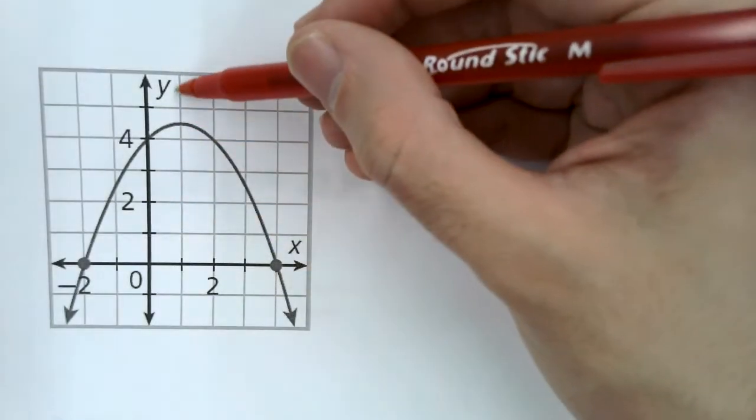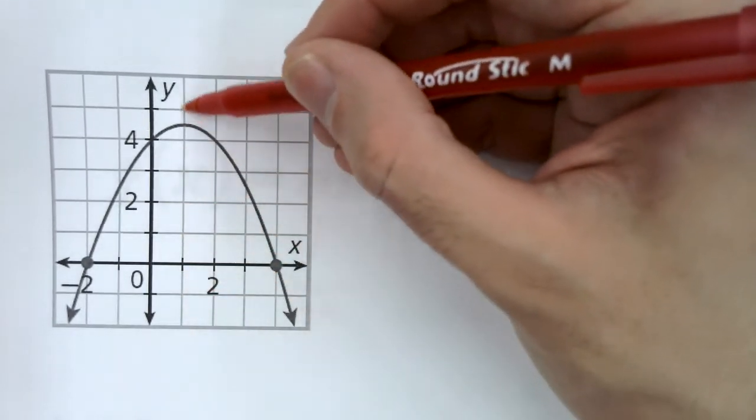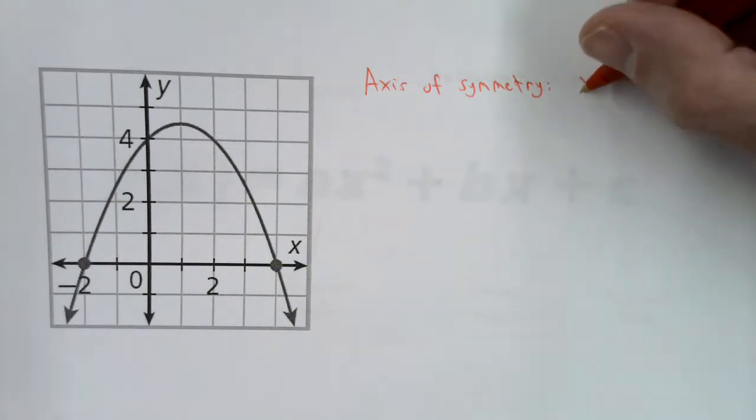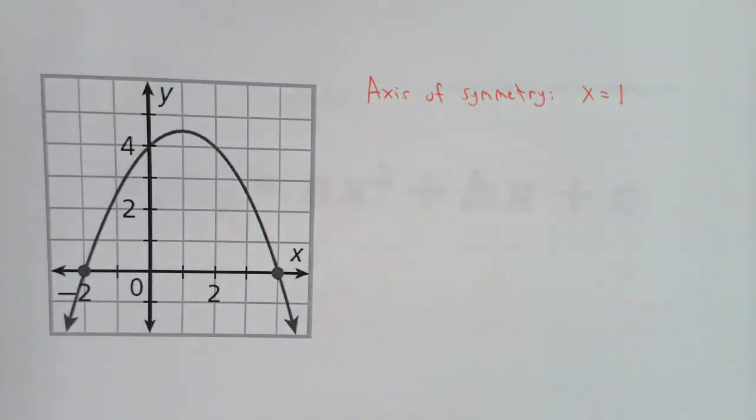The axis of symmetry is a line that goes right through the middle of the graph. So in this case, it's x equals 1. Same answer as the first one. That's just a coincidence. Okay. It's the vertical line through the center of the graph.